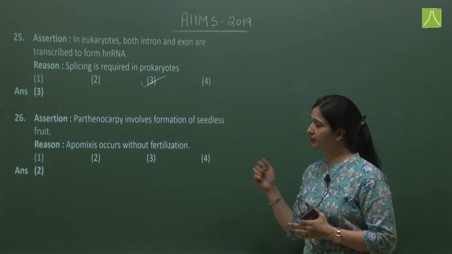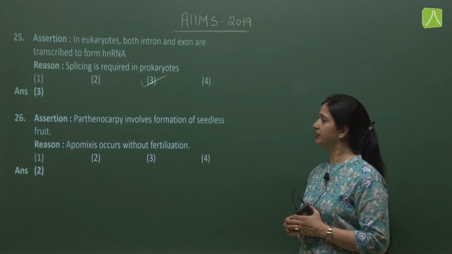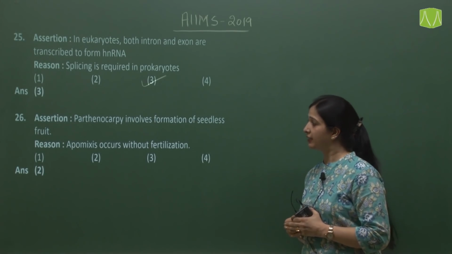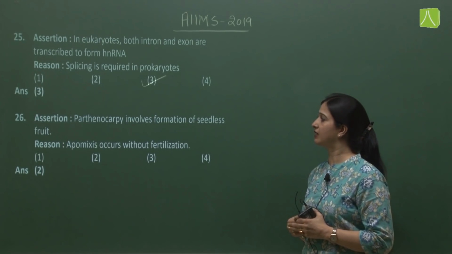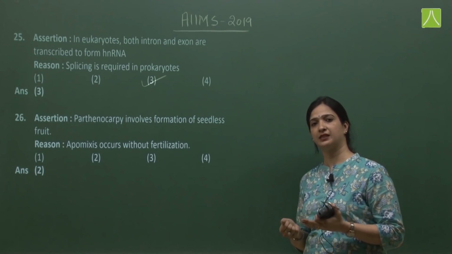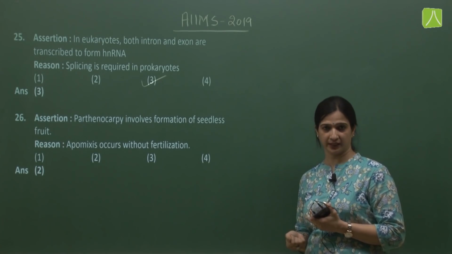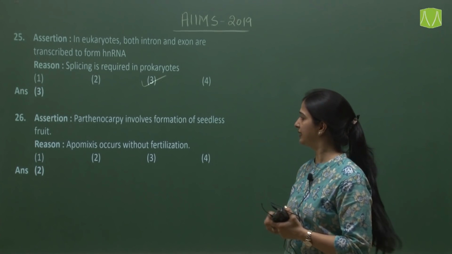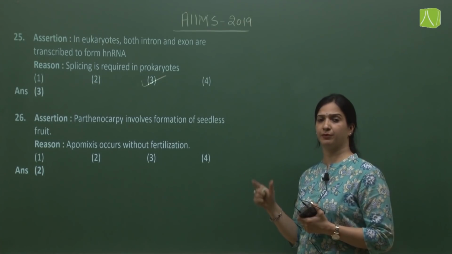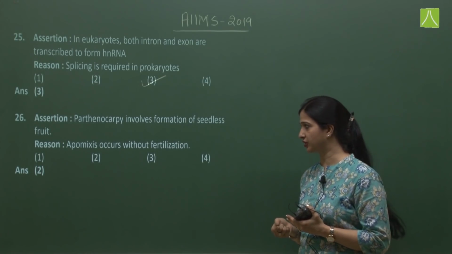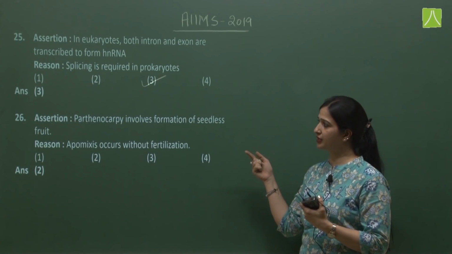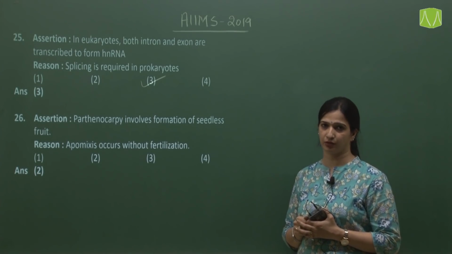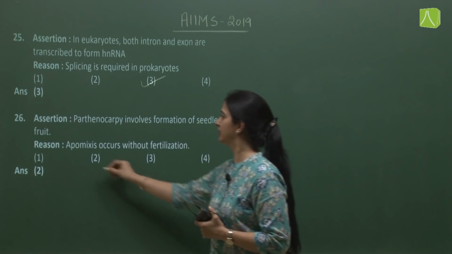If we go to question number 26, assertion: parthenocarpy involves the formation of seedless fruit. This is correct. If we go to the reason, that is, apomixis occurs without fertilization. Apomixis is the production of seed without fertilization. It has importance in the production of hybrid seeds. So it is a type of asexual reproduction which mimics sexual reproduction. Here both the assertion as well as the reason are correct, but the reason is not the correct explanation of the assertion. So here the correct option will be second.